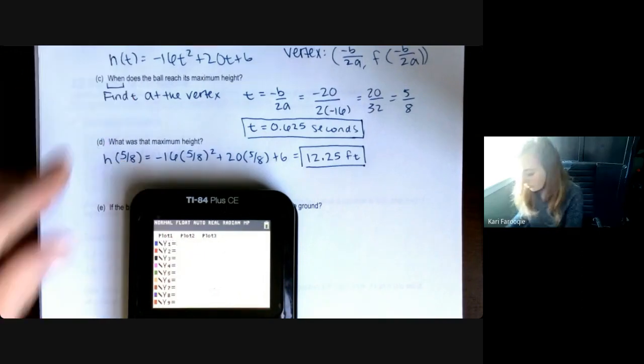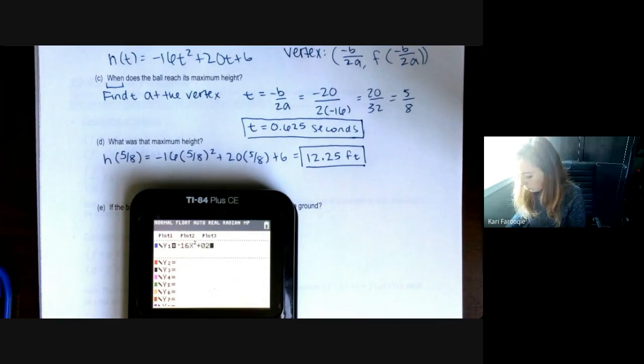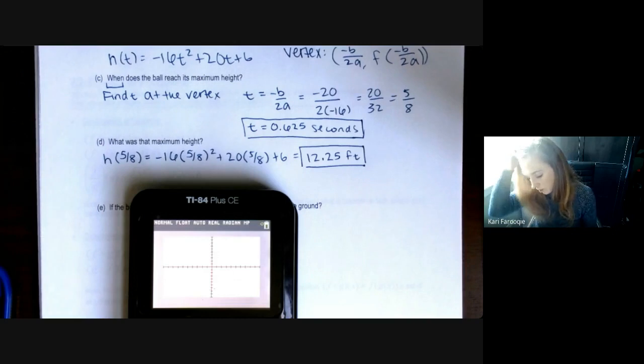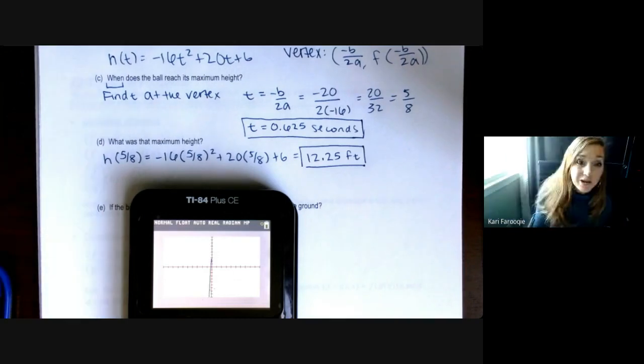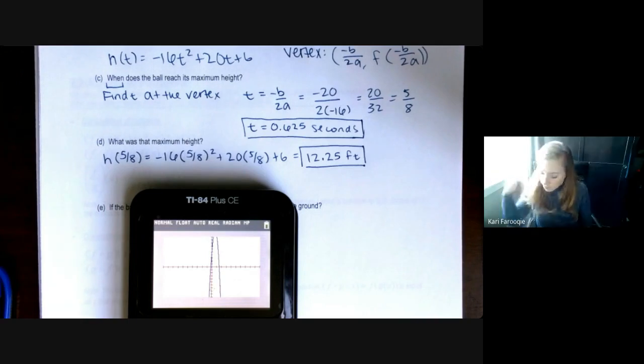I'm going to put this function in. You have to write it in terms of x in your calculator. It doesn't know what to do with t. It's programmed to use functions for x. Negative 16x squared plus 20x plus 6. I'm going to zoom standard here. I know that I'm not going to get the max to show up because the max I know is occurring at 12 point something, but it gives you a starting point.